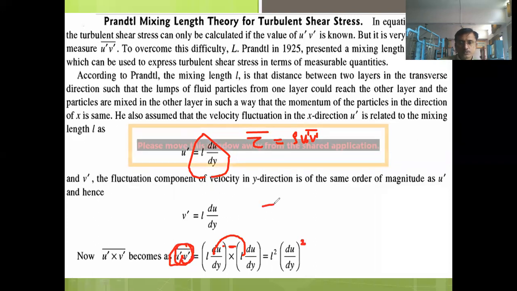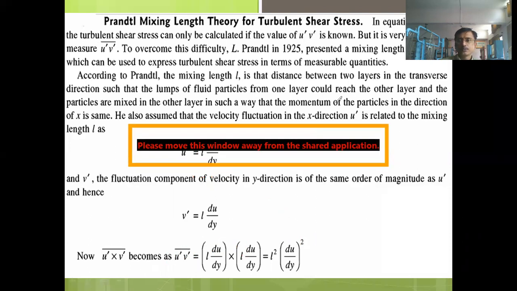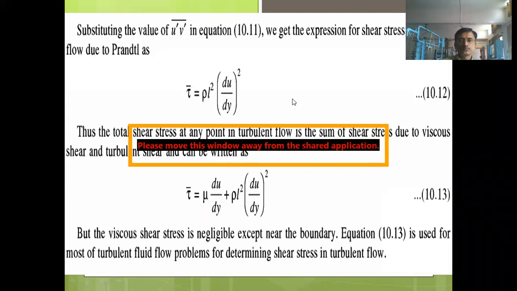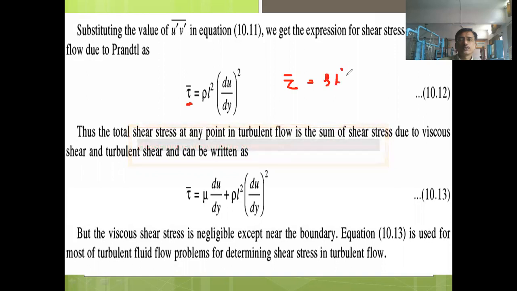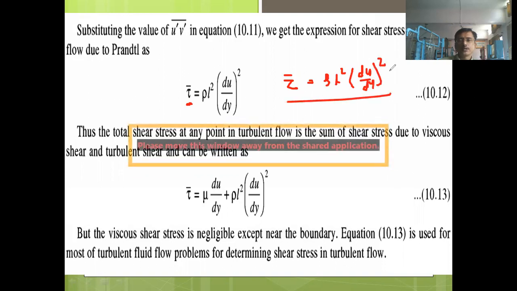So he has put these values instead of this. Now he has put this L square into (du by dy) square value there in that equation, and here you can see he has written the equation in this form. Now it is easier to find the value of the average shear stress. Tau bar is equal to rho, that rho was already there, L square into (du by dy) bracket square. Okay, in this way the value of shear stress is obtained.